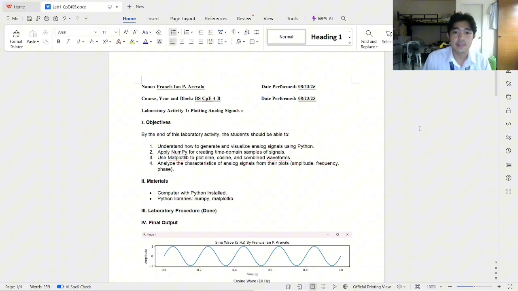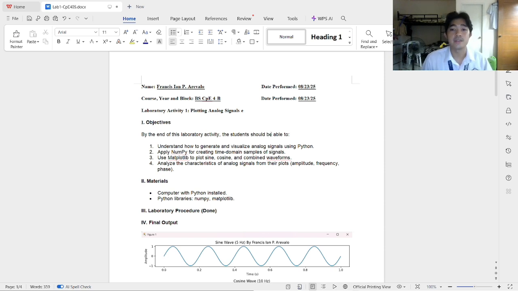Now the amplitude affects how tall the wave appears. It controls the signal strength or the voltage level in real applications. Meanwhile, frequency affects how fast it oscillates. Together, amplitude and frequency define the basic shape and energy of our analog signals.